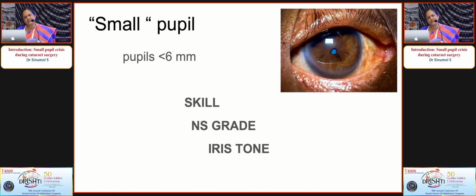And even if the pupil is 6 mm, but the iris is floppy, we are going to have trouble. We'll get intraoperative floppy iris syndrome, so we need a larger pupil there. So it's a relative measurement.